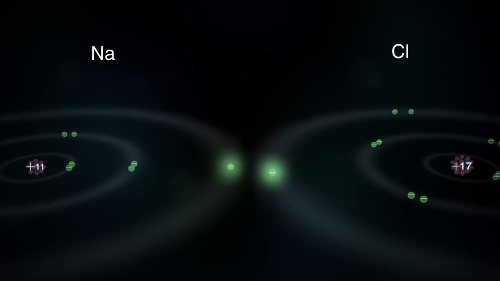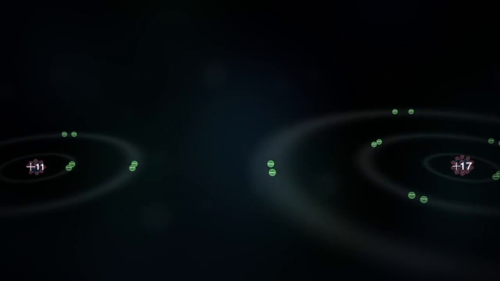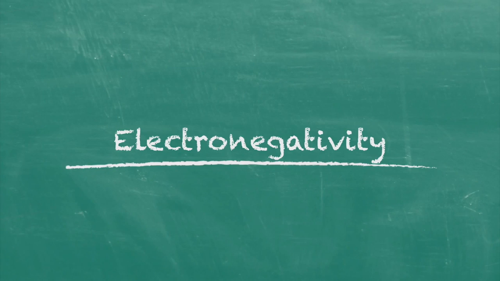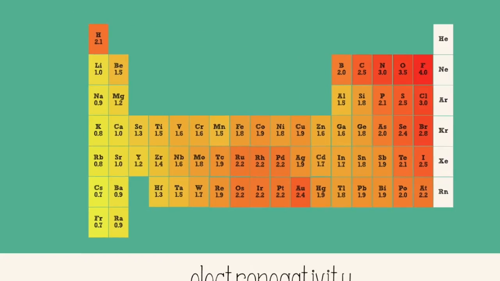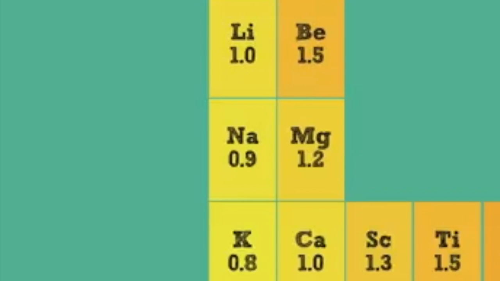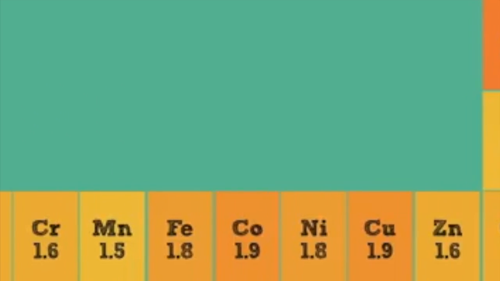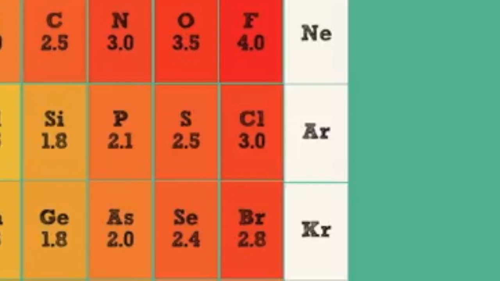If one atom is really strong, it can pull one or more electrons off another atom. This strength is called electronegativity. Electronegativity is the ability of an atom of an element to attract electrons when the atom is in a compound. Here we see Na with an electronegativity of 0.9. On the other side of the table is Cl with an electronegativity of 3.0. Cl is much stronger at pulling electrons.